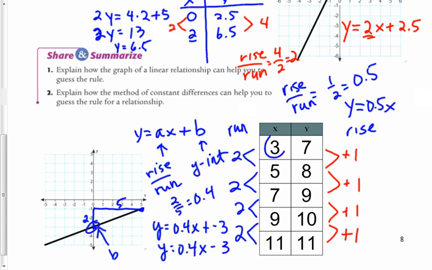So let's say I take 3 times 0.5. Well, 3 times 0.5 is 1.5. So now what would I have to add on that to get 7? And I can just do 7 minus 1.5, which is 5.5. And that is my y-intercept, or my constant term in my equation.